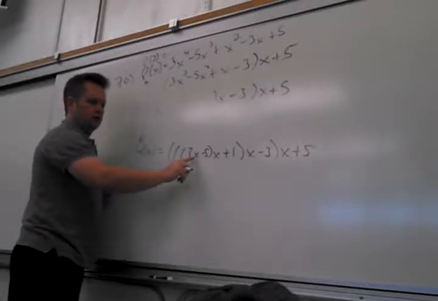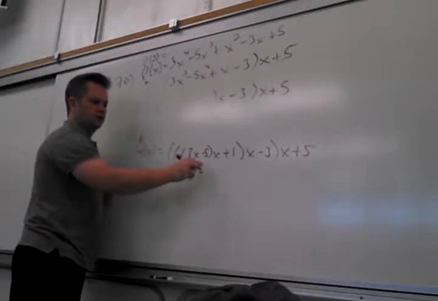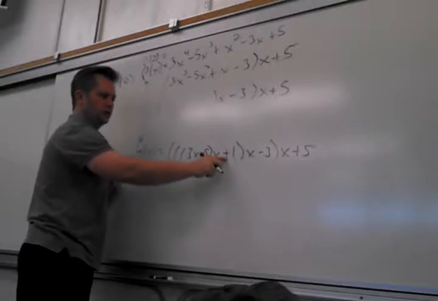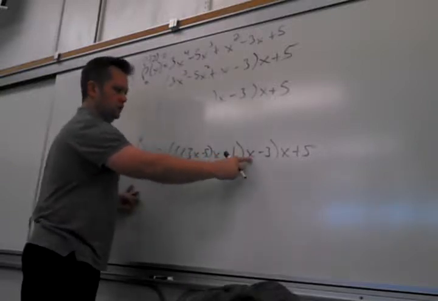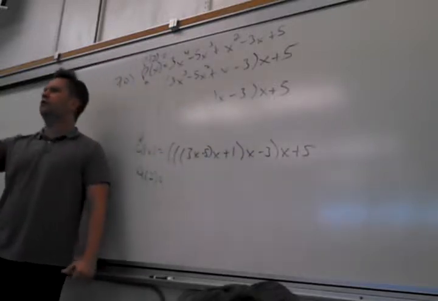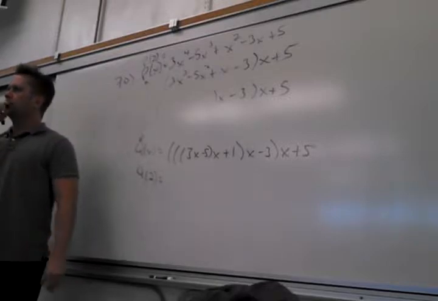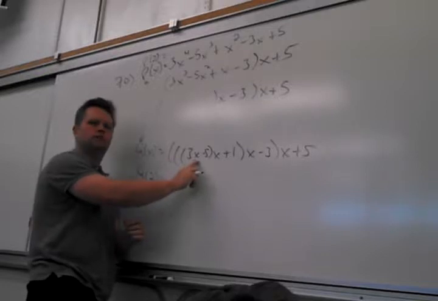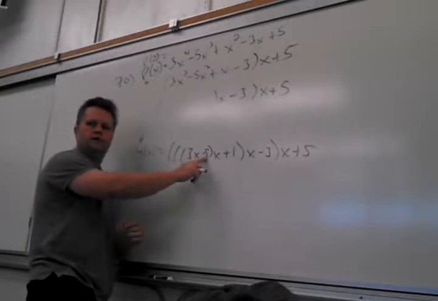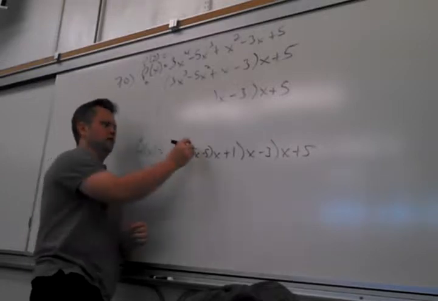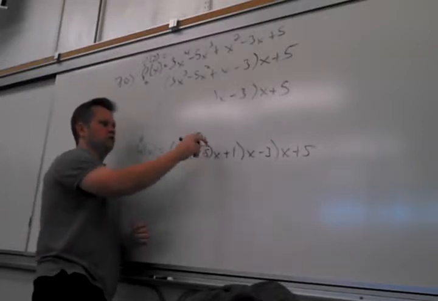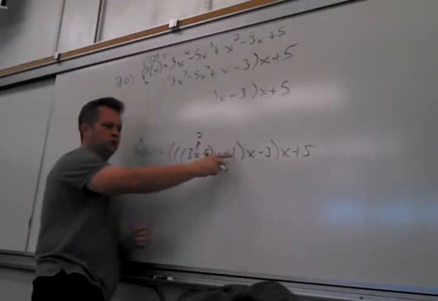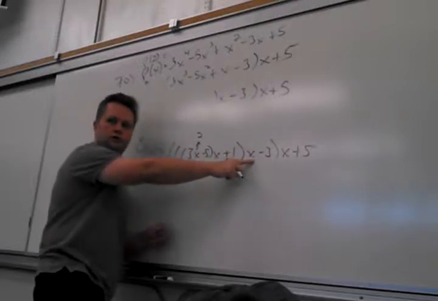Just plug it in. So this would be 6 minus 5 is 1. Times 2 is 2. Plus 1 is 3. Times 2 is 6. Do you see how simple that is to do now? No. All right, so if you plug a 2 in, what do you get? 3 times 2 is 6, minus 5 is 1, times 2 is 2, plus 1 is 3, times 2 is 6.